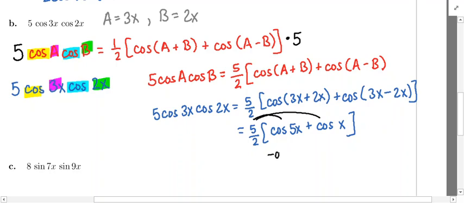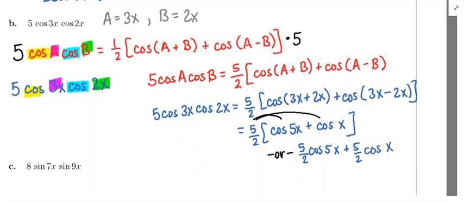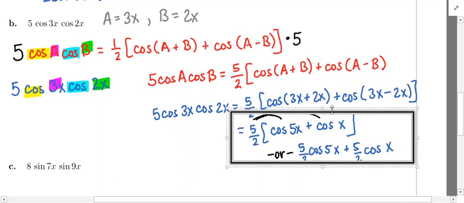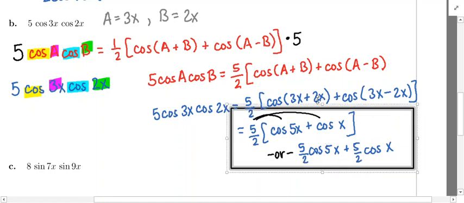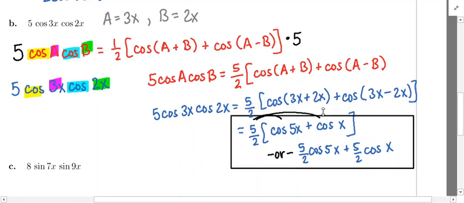So you can write it this way, that this is 5 halves times the cosine of 5x plus 5 halves times the cosine of x. I'll go ahead and box both of those. Either expression is equivalent to our original expression that was given as a product. All right, let's try one more.